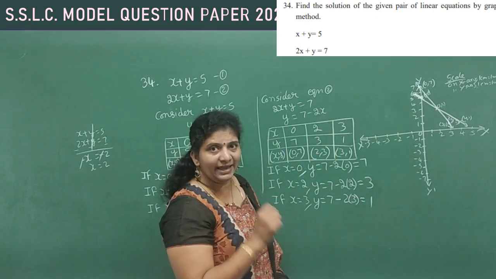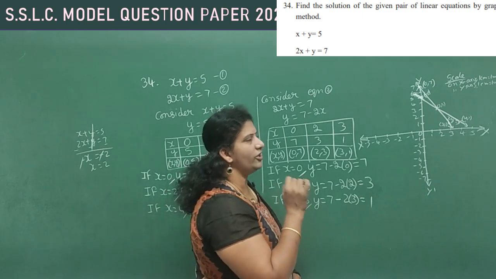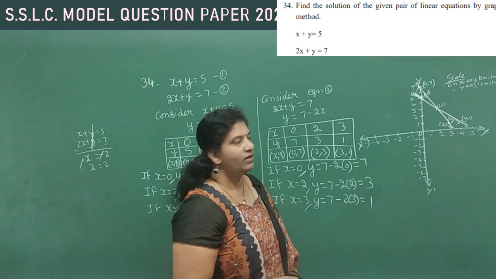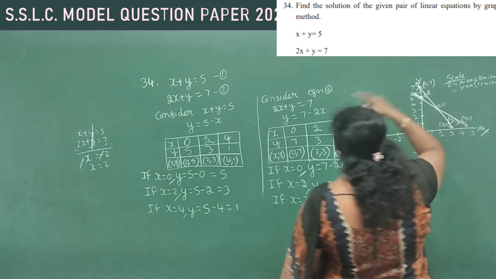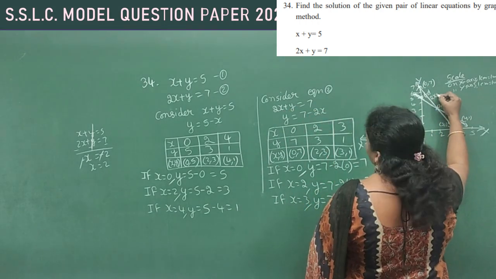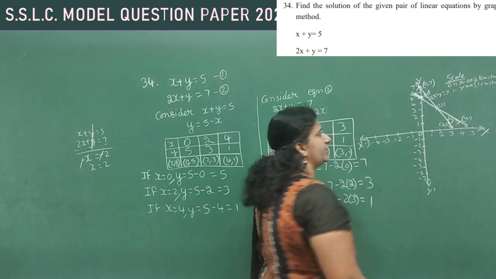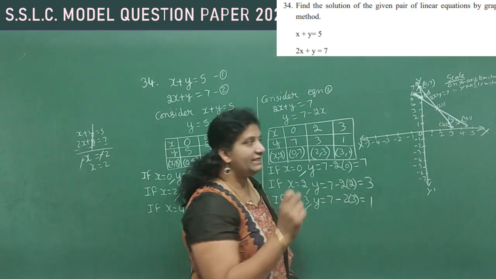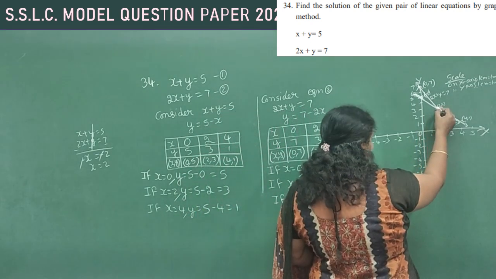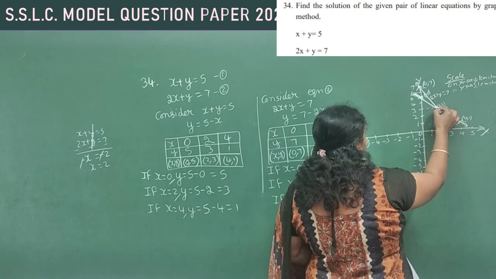Now the two lines are intersecting. Yes or no? At the point 2, 3. And write this line's equation. It is 2x plus y is equal to 7. And now the intersecting point, that coordinate is very important. Make a dotted line. Do perpendiculars.